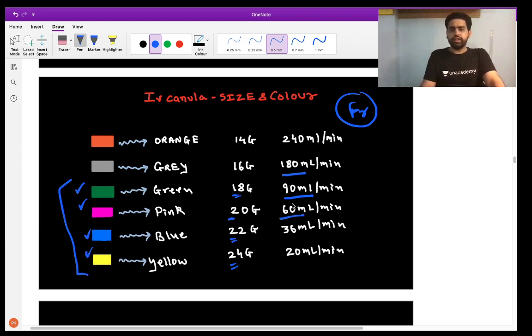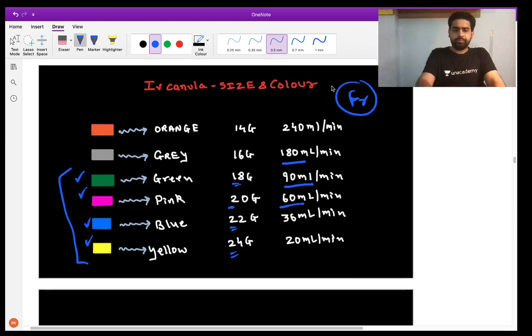Okay, so 180, 90, 60, that's fine, all going together, right? So Danish has already answered. What is the French? French is basically the unit for measuring the catheter diameters, and this stands for the outer diameter. So French is an indicator of the outer diameter of the catheter, and it is equal to 0.33 millimeters.